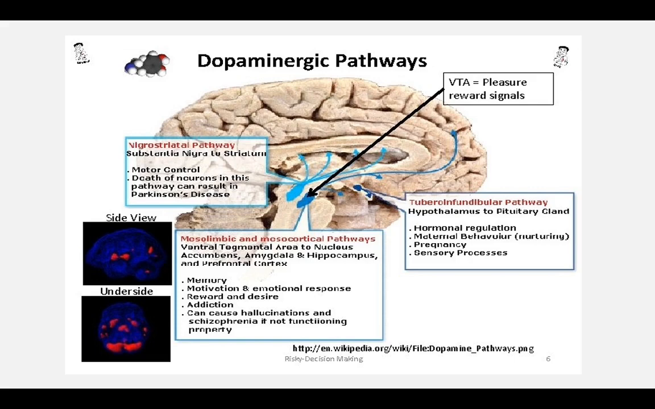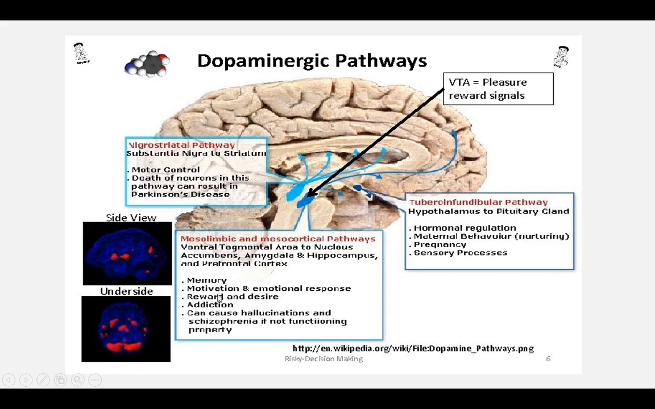Disorders, right? So reward and desire, addiction. It can cause hallucination and schizophrenia if not functioning properly. So we have the mesolimbic pathway and the mesocortical pathway, and these are responsible for this.